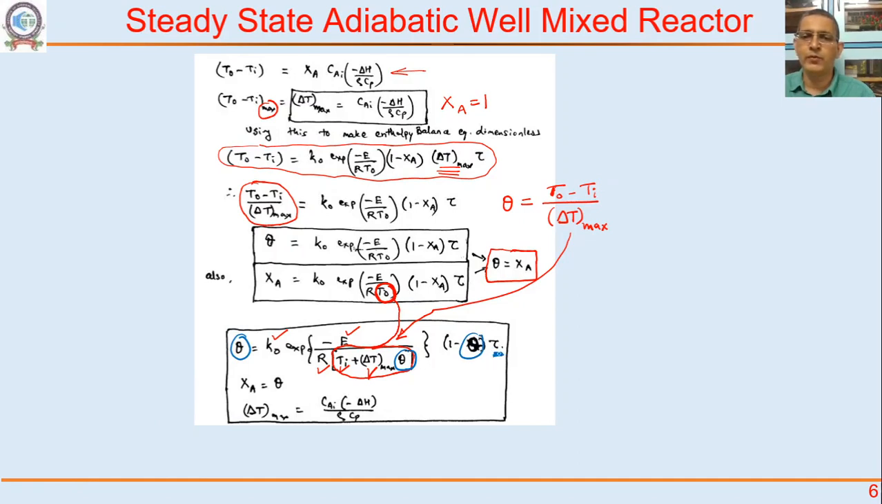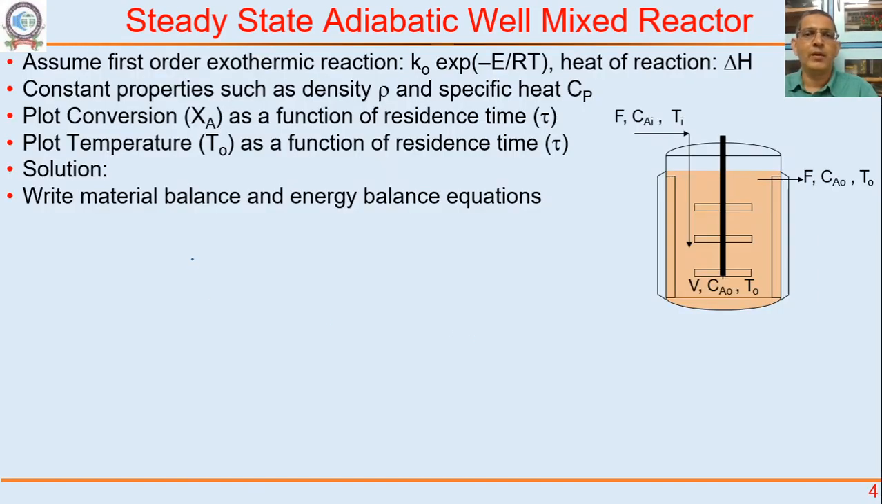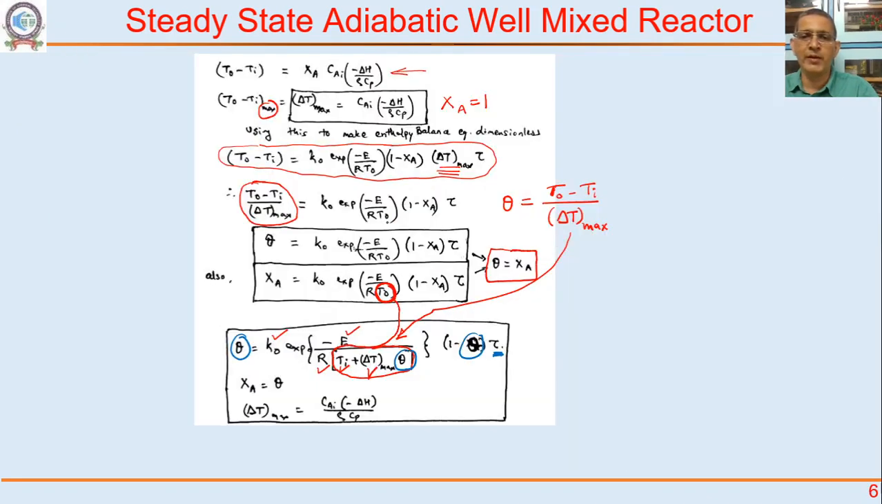So what I want you to find out, what I'm asking you to plot is here. Plot temperature T naught as a function of residence time. So you can take different values of residence time tau and solve this equation for theta. Is that a good idea? So I can take different values of tau and solve for theta. So I will have to solve a nonlinear algebraic equation.